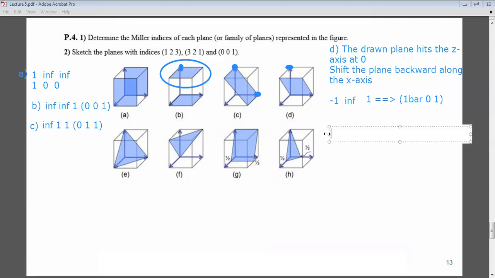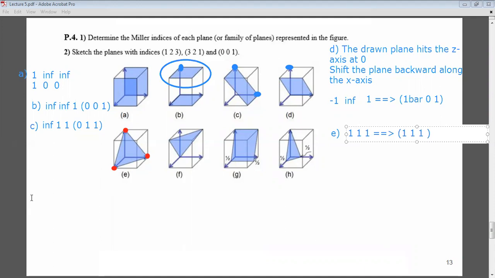Part E, this is one of the simple ones. So it's hitting the x-axis at 1. Let me change the color. Why only blue? So it's hitting here at 1, it's hitting here at 1, it's hitting here at 1. So it is very easy. Part E is simply 1, 1, 1. So the indices are 1, 1, 1, just the reciprocal of that, right? Now part F, I will leave it to the end because we have to do a little bit of some tricks like in D. So let me leave F till the end.